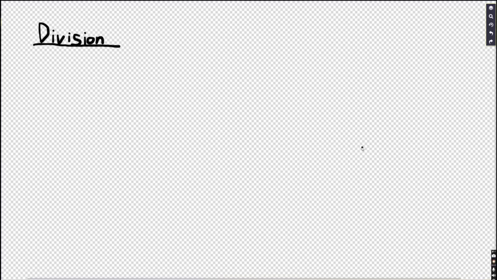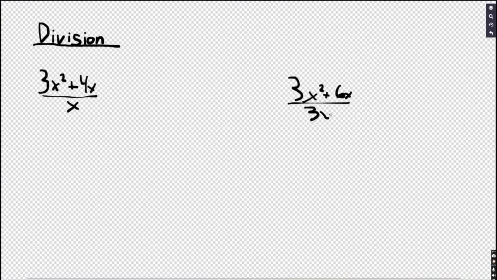So today we'll be talking about division with polynomials, okay? So let's start simple. We're going to be dividing by monomials. So let's get a few problems here. So 3x squared plus 4x divided by x, okay? And then let's also do 3x squared plus 6x divided by 3x. Okay, so try to work this out on your own if you can.